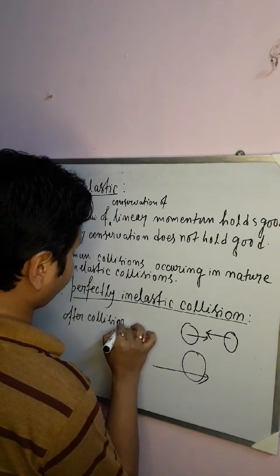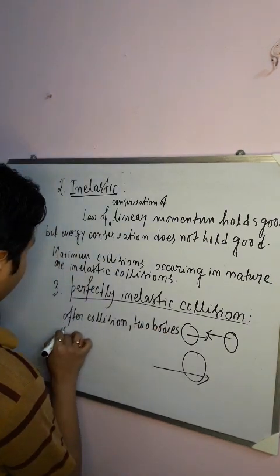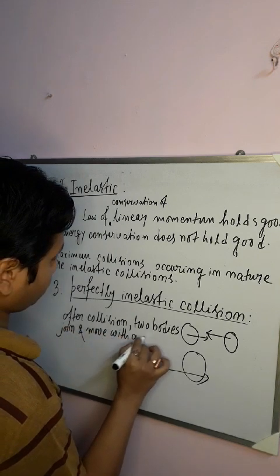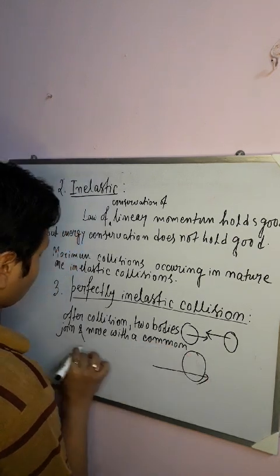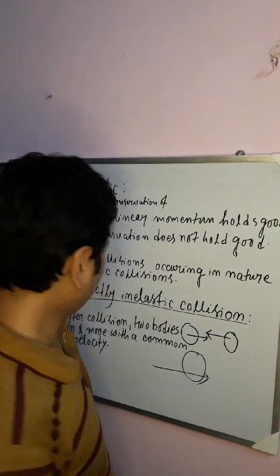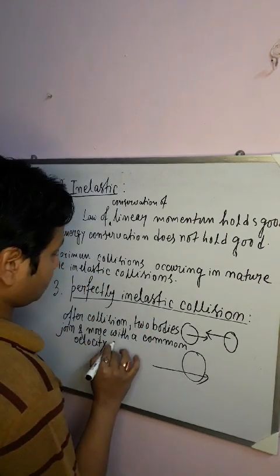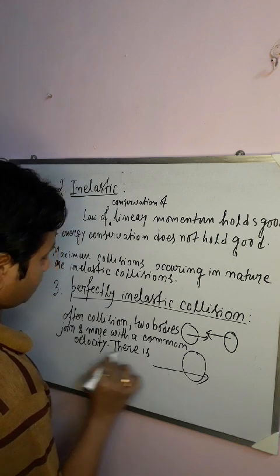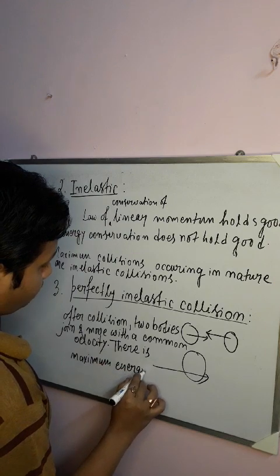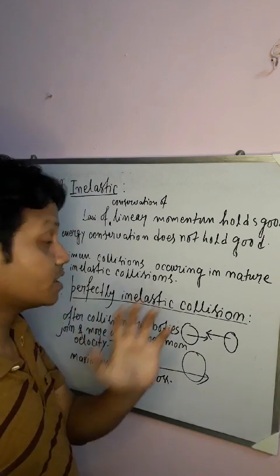After collision the two bodies join and move with a common velocity. One thing here: in a perfectly inelastic collision the energy loss is maximum. There is maximum energy loss. So these are the different types of collisions that I discussed.